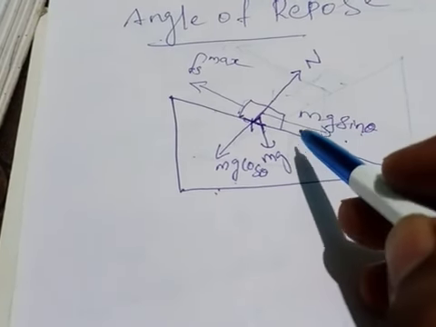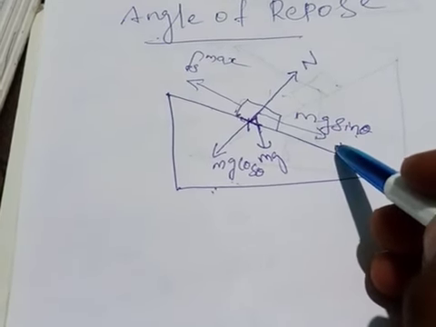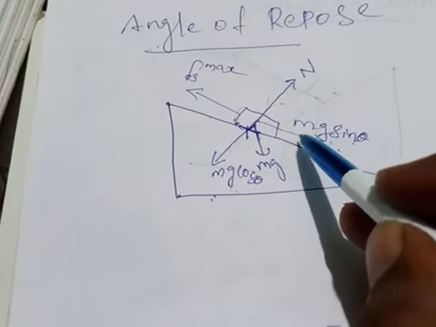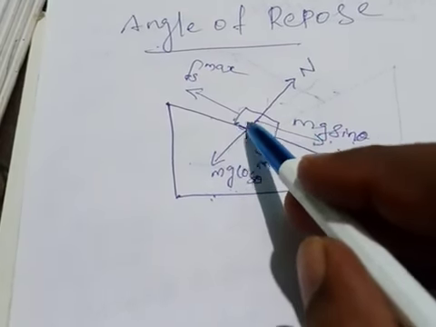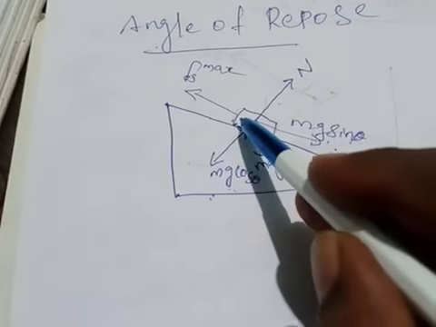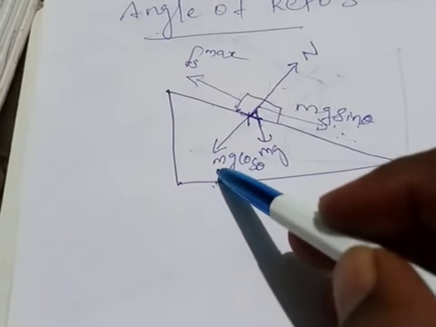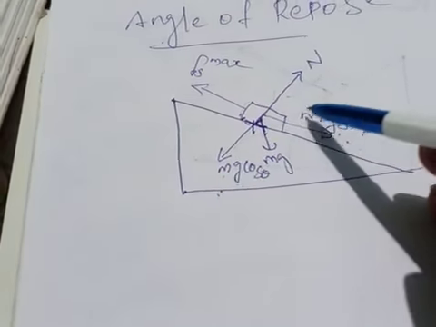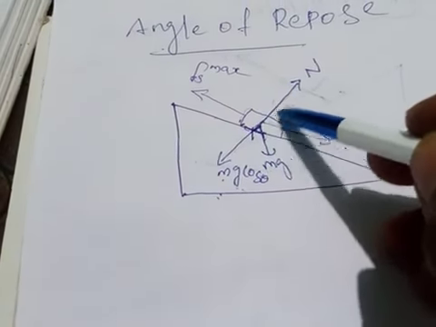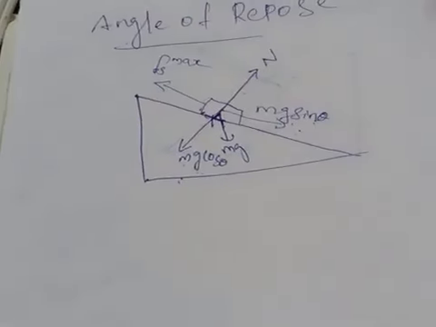And what is the use of these components? Now you see this mg sin theta, it is a parallel component, and it will try to move the object in the downward direction. So the mg sin theta is used to move this object downward along this inclined plane. And what is the use of mg cos theta? In the upward direction the normal force is acting. So to balance this normal force, there is a downward force mg cos theta acting.